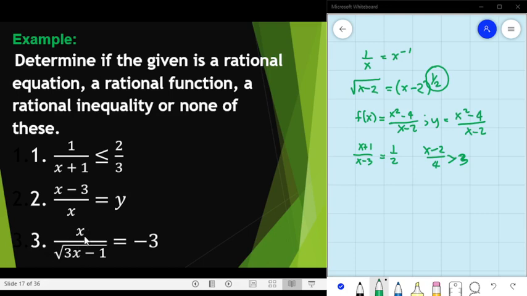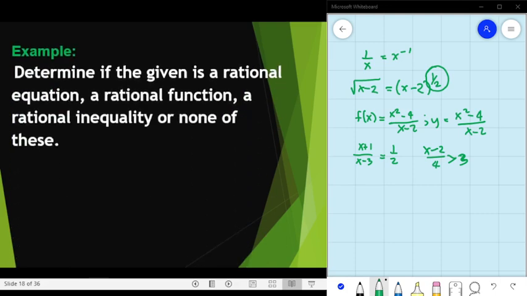Number 3, we have x all over the square root of 3x minus 1 is equal to negative 3. Since the denominator has a square root and the x is inside the square root, the denominator is not a polynomial function, and thus the whole thing is not a rational expression. Meaning, it is not a rational equation, not a rational function, not a rational inequality. Therefore, our answer for this is none of these.